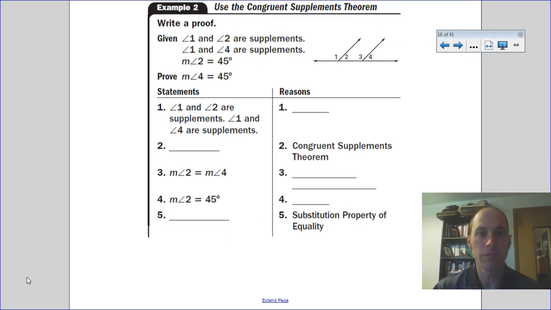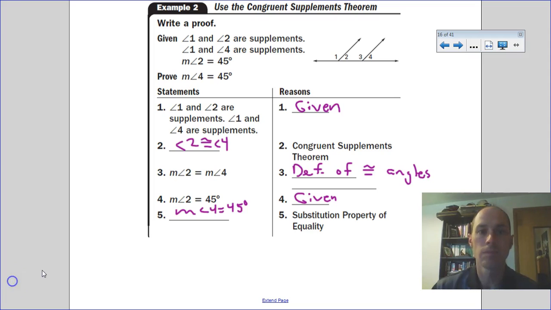Okay, I've got a proof started for you here. Why don't you try it out, pause the video, and see if you can fill in the corresponding statements and reasons. Okay, so since 1 and 2 are supplementary, and 1 and 4 are supplementary, based on my given information, I know 2 and 4 have to be congruent because they're supplementary to the same angle, angle 1. So if they're congruent, measures of the angles are equal by definition of congruent angles.